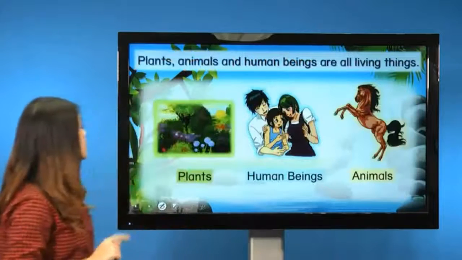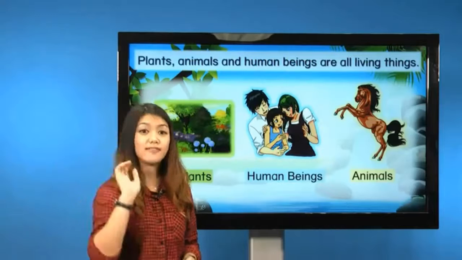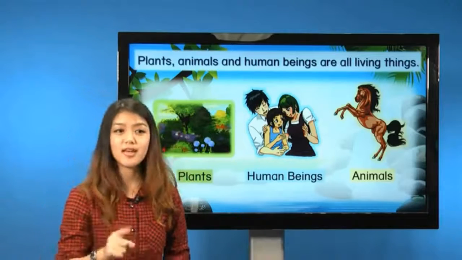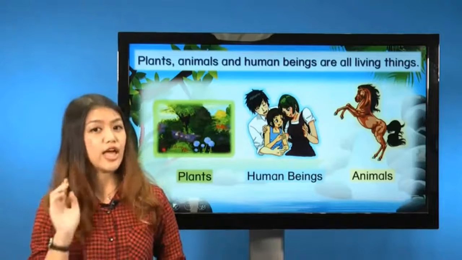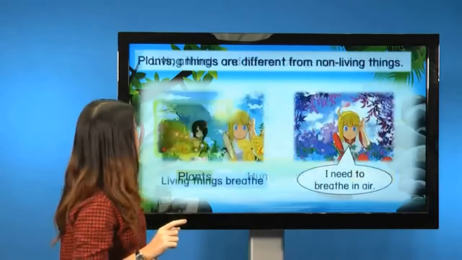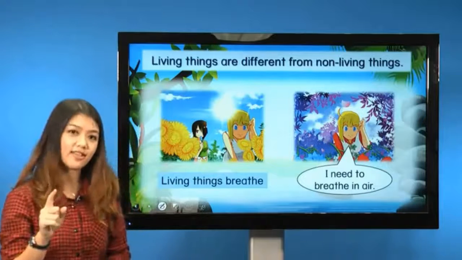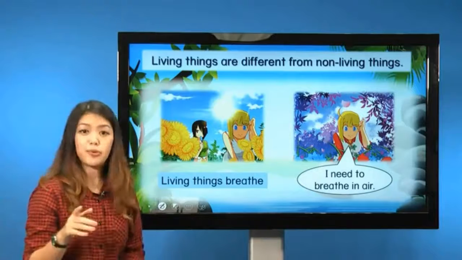So, plants, animals, and human beings are living things. Remember from lesson 1.1, living things? Living thing means things that are alive and can grow. Living things are different from non-living things. They are different because living things breathe in air.